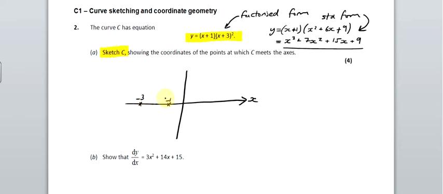So that's my x-intercepts. Now my y-intercept, when x equals 0, then all this lot disappears and y equals 9. So I've got, let's put it a bit further up, somewhere up here, at 9. So now I'm just going to figure out the shape of it. Well, the shape of it really comes from here. It's a positive cubic.